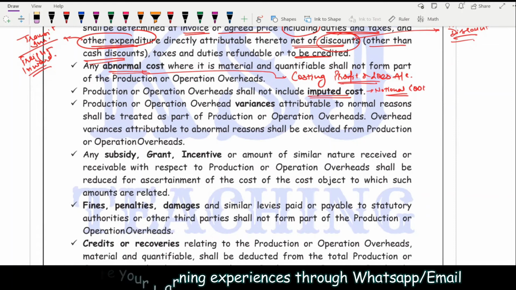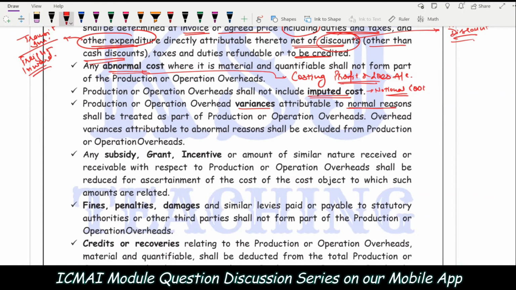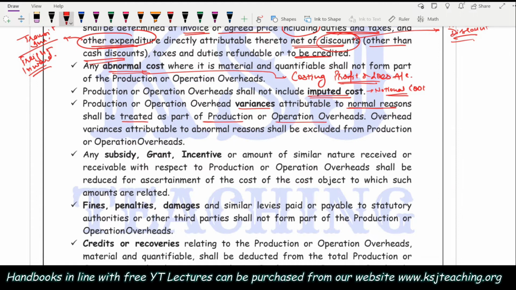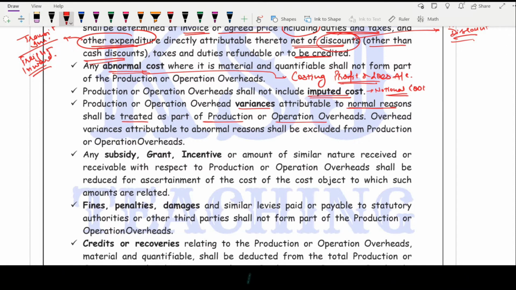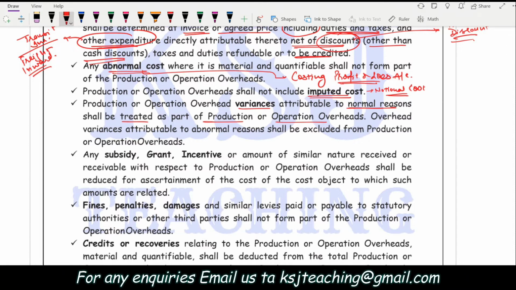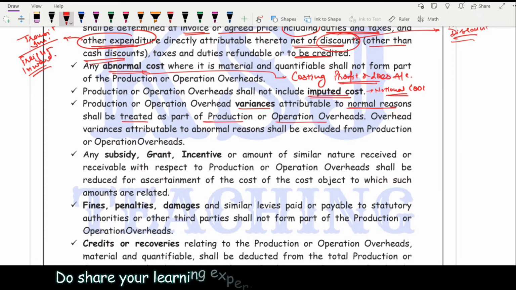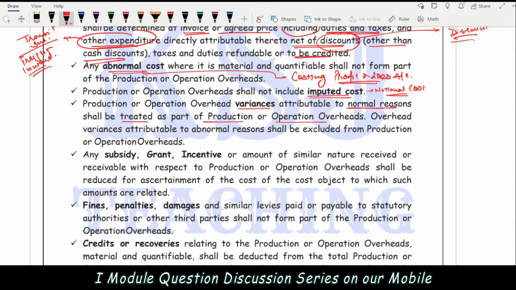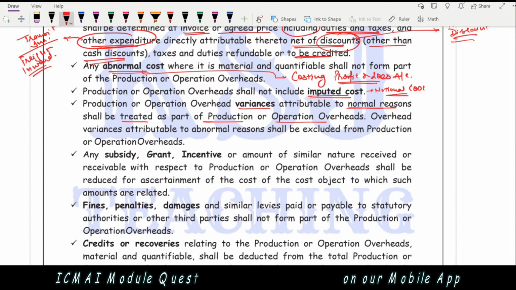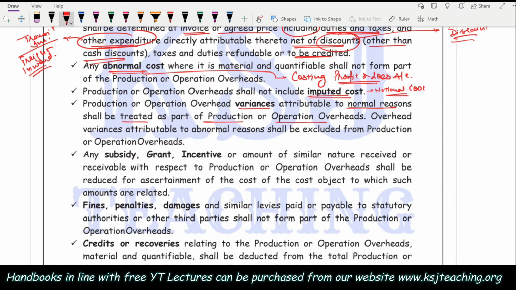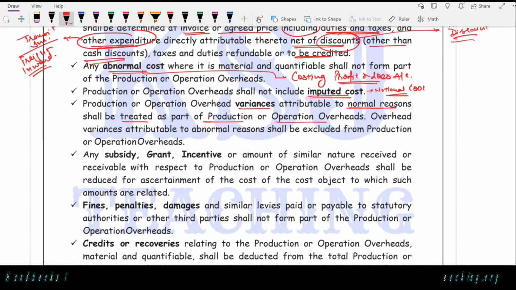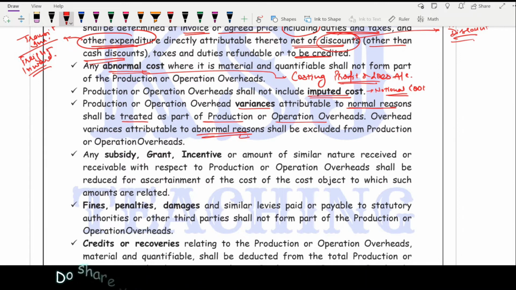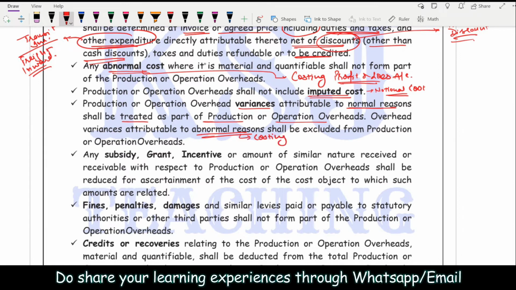So production and operation overhead variances attributable to normal reasons shall be treated as a part of production or operation overhead. If there are differences in the overheads due to normal reasons, whether adverse or favorable, variances we have studied in the standard costing chapter, isn't it? If the actuals vary from the standards, that is what he's trying to say. If it is due to normal reasons, it will form part of your production overheads. But if it is due to abnormal reasons, then it will not form part of your production overheads. It will directly be taken to the costing profit and loss account.